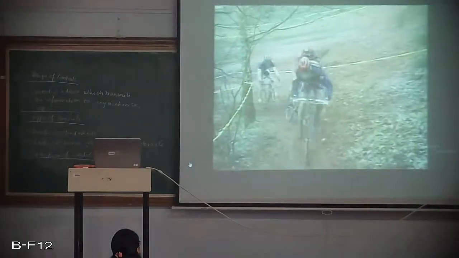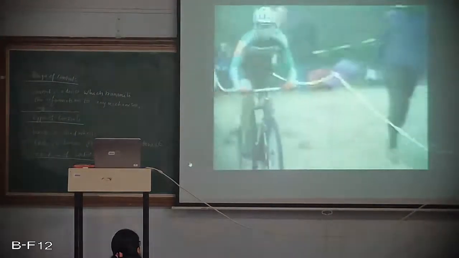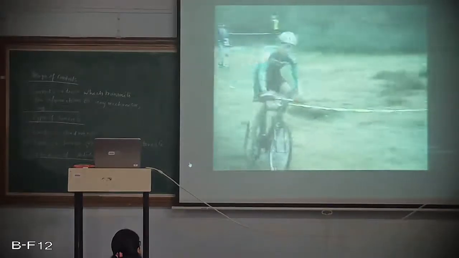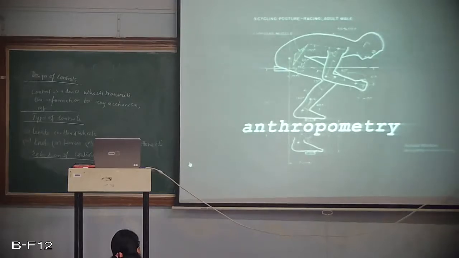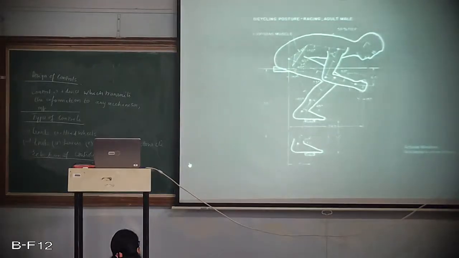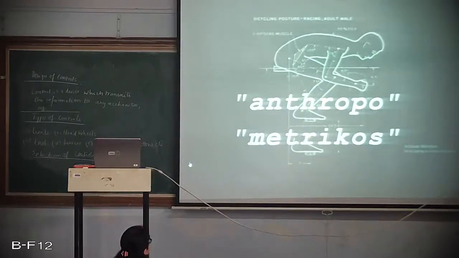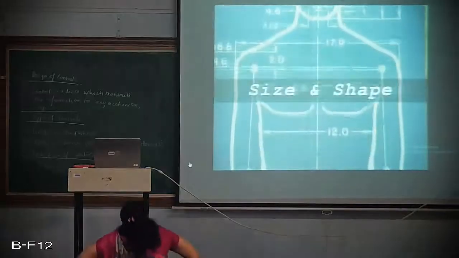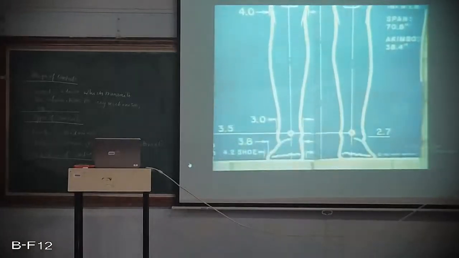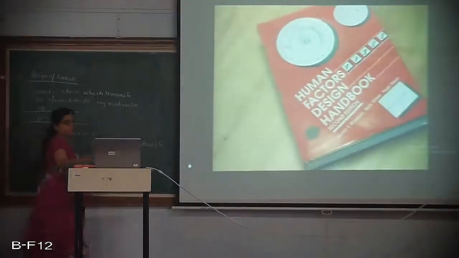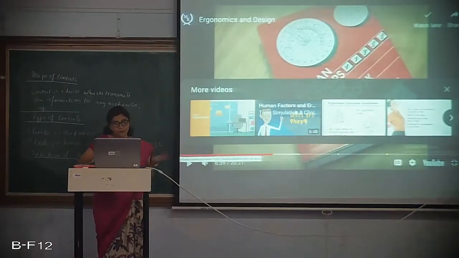In order to match people physically with the products and work systems they use, we need information about people's characteristics. This information comes from the field of anthropometry. The word anthropometry comes from the Greek words anthropo and metrikos, meaning the measurement of humans. Ergonomics texts like this one contain anthropometric tables that describe the size of people. We will discuss this anthropometry later.